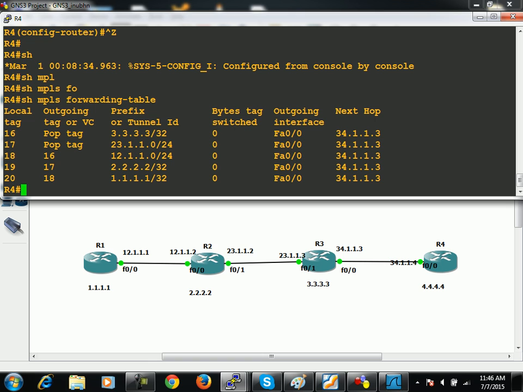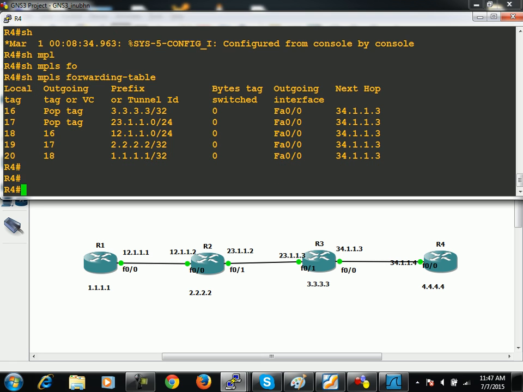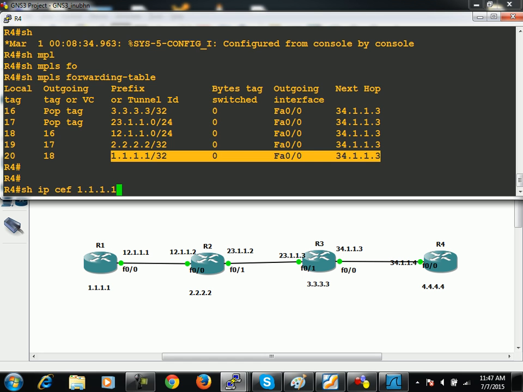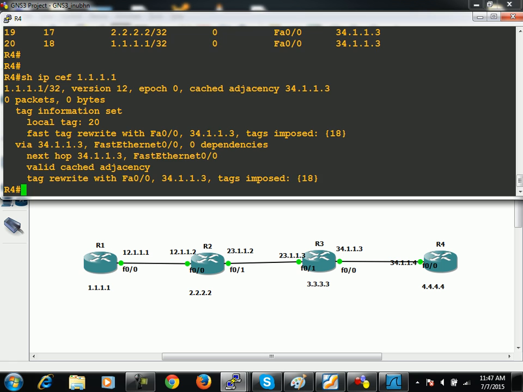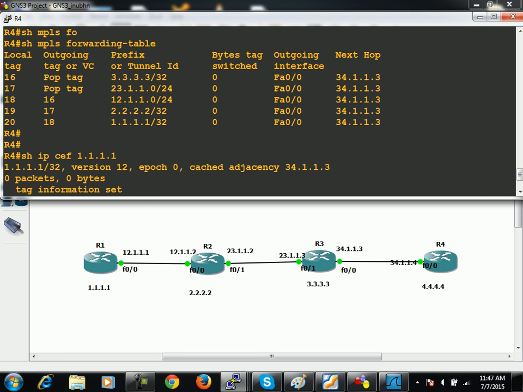So you can see that labels have been allocated from 16. They start allocating labels to each prefix from 16 only. From 0 to 15, all are reserved. Understood? This is LFIB, the MPLS forwarding table. And if you want to see CEF, all those components are available which I explained to you. Show IP CEF 1.1.1.1. It is having only outgoing label 18. And what I told you, that CEF will have only the outgoing label, not the local label.